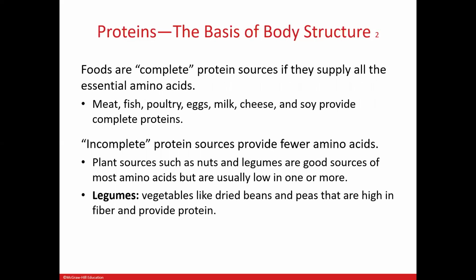So we have complete and incomplete proteins. Complete protein sources supply all the essential amino acids. Those are meat, fish, poultry, eggs, milk, cheese, and soy. Incomplete proteins are things that come from plants, such as dried beans and peas that are part of the legume family.